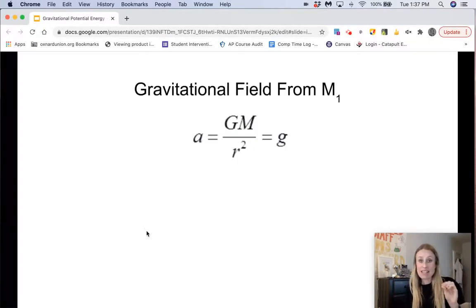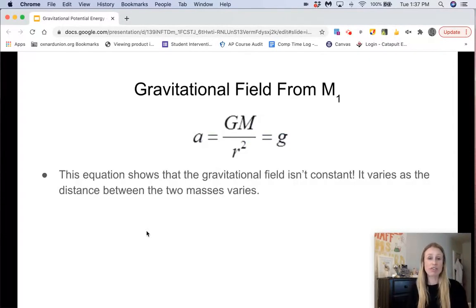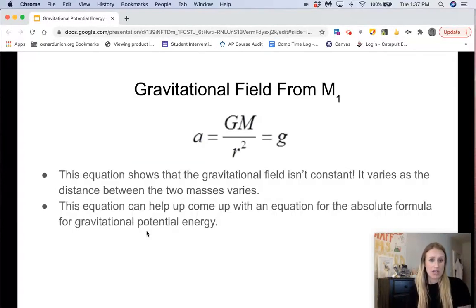Now, if we take this equation right here, we can see that the gravitational field isn't constant. As we go away from the Earth, our R term gets larger and larger. Since the denominator is increasing, that means the force of gravity, or the gravitational field, is decreasing. It's getting weaker as we move away from the Earth, or as the distance between the two masses gets larger and larger.